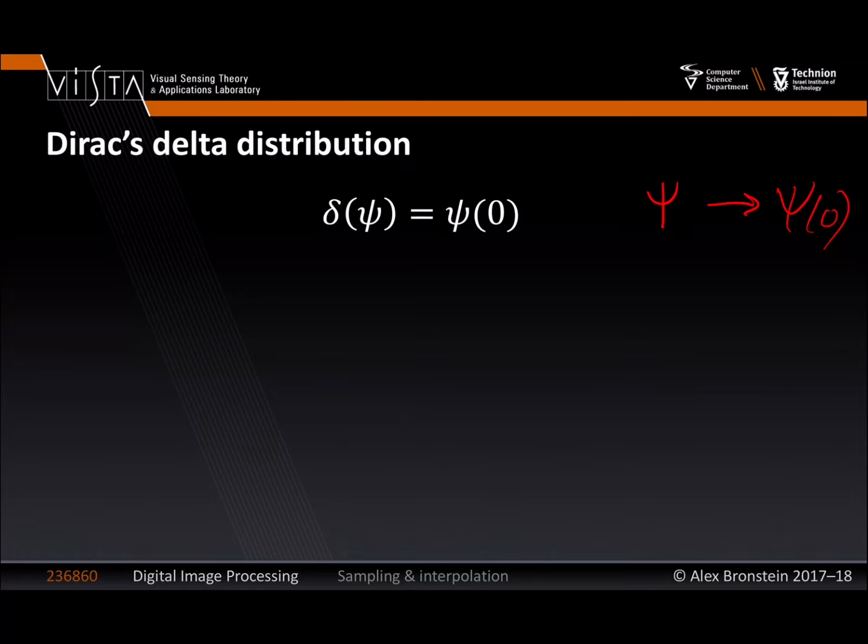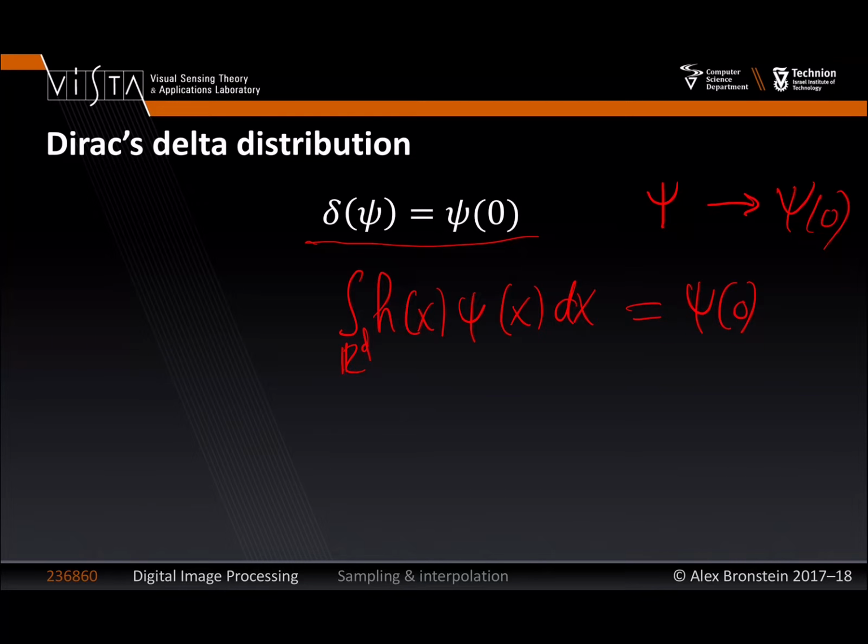I argue that there is no function that will give you this when you integrate with it. There is no function h that can do this. It has to assume infinite value at 0 and be zero elsewhere, and the area under the function has to be equal to 1. There are no functions that can do this, right? But we can define this in a weak form as a distribution. That's why we need all these formulas.